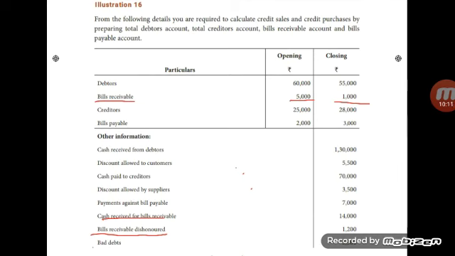Okay, enter them, children. First, we entered the opening balance as to balance brought down, the amount is 5,000. Then all other items on the opposite side. By cash received for bills receivable, amount 14,000. Then by bills receivable dishonoured, 1,200. Next, the closing balance as by balance carried down 1,000.